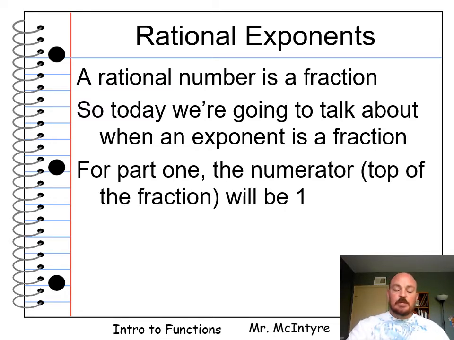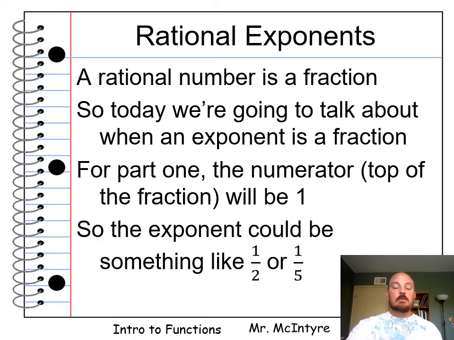So I'm splitting this up into two parts. For part one, we're going to ease in, and we're going to say the numerator, the number on top, is always going to be a 1. So we're going to be looking at something with an exponent like 1/2 or 1/5 or 1/20th or 1 over 100, but the idea is that top part will always be a 1, and then for part 2 next week we'll take a look at what happens when you get a different number up there.